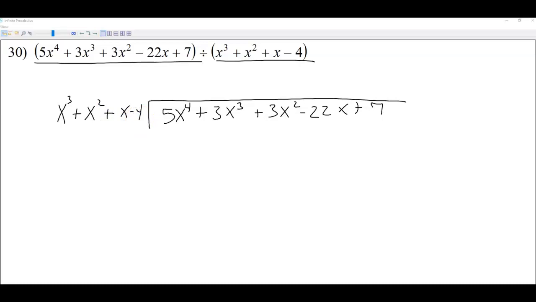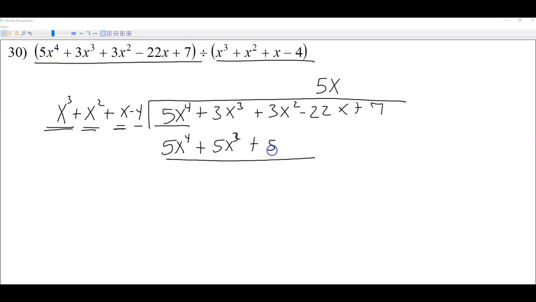And how long division works is you just ask yourself, what would I multiply this by to get this? And the answer is 5x. And then you would multiply that 5x by all 4 of these and put your answer here. So 5x times x cubed is going to be 5x to the fourth. 5x times x squared is going to be 5x cubed, my bad. 5x times x is going to be 5x squared. And then 5x times negative 4 is going to be negative 20x.